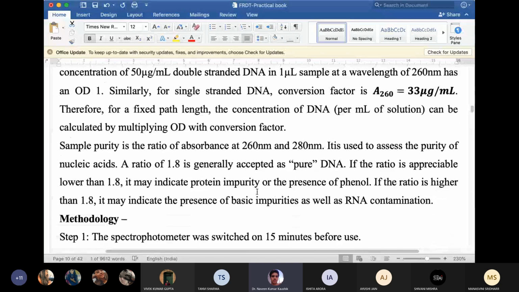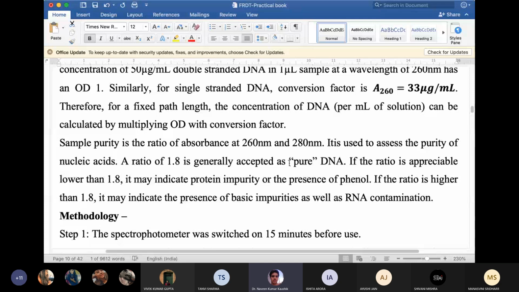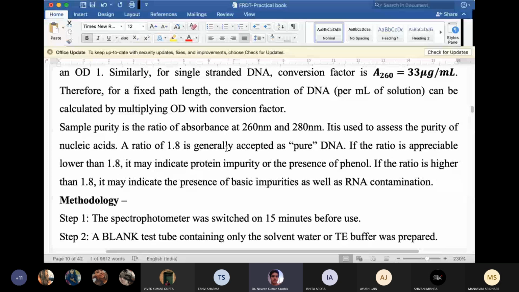Okay, so now as we are talking about sample purity, sample purity is ratio based. So Vivek, please read it again also. Sorry, sir. Please read it from sample purity.